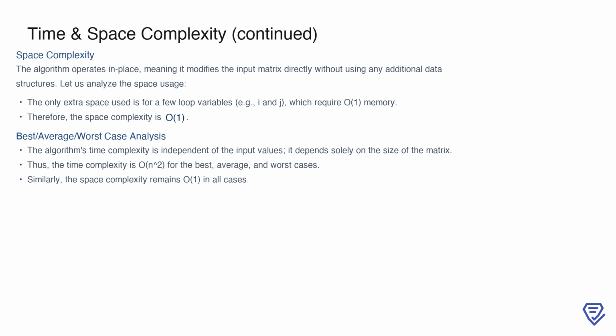Additionally, the time complexity is consistent across all cases, whether best, average, or worst, because it depends purely on the size of the matrix and not the specific values within it. This means the time complexity is O(n squared), regardless of the input, and the space complexity also holds steady at O(1) in all scenarios.